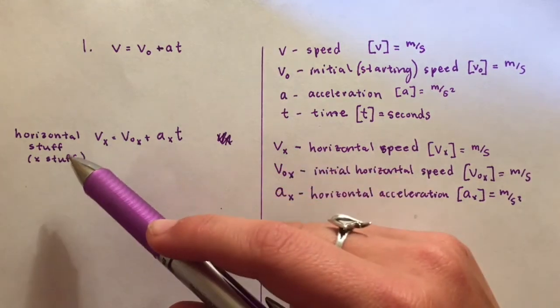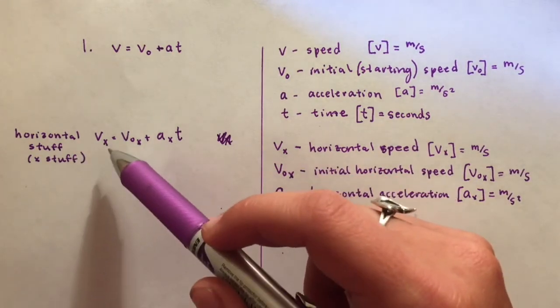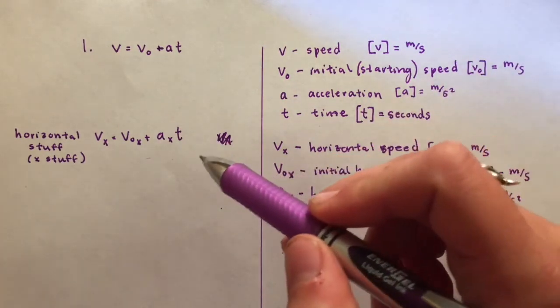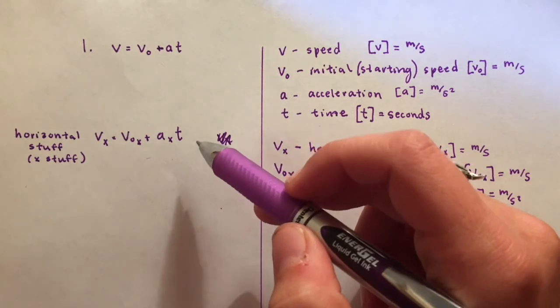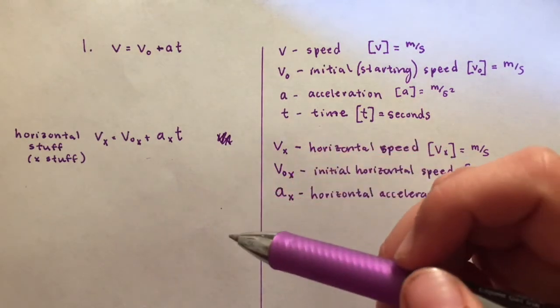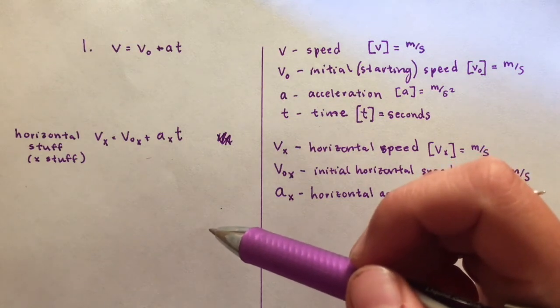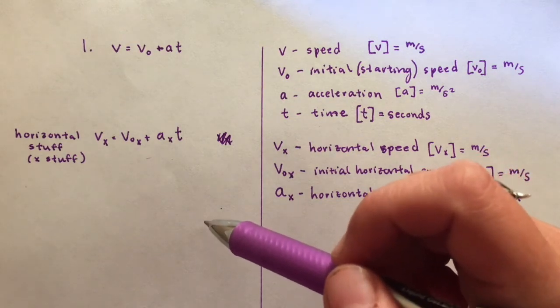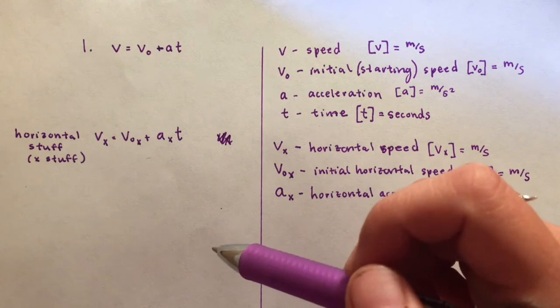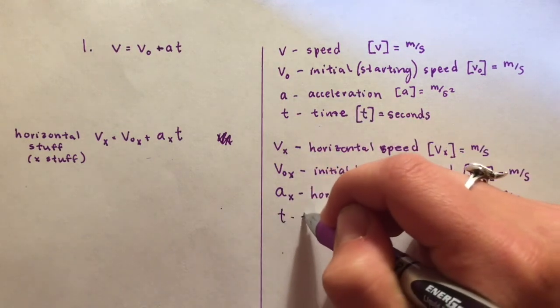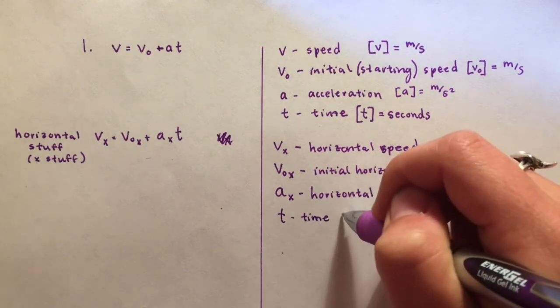So when we broke it down into horizontal stuff, we put an x subscript next to everything except time. Why didn't we do that? Well, you see, time doesn't have a direction. Time is a scalar, as opposed to the other variables, which are vectors, and thus have direction. There's no such thing as vertical time and horizontal time. It's just time. So the t is still time. The units are seconds.